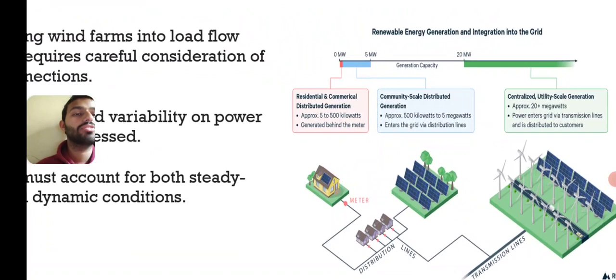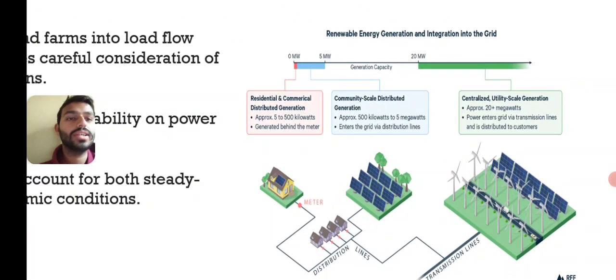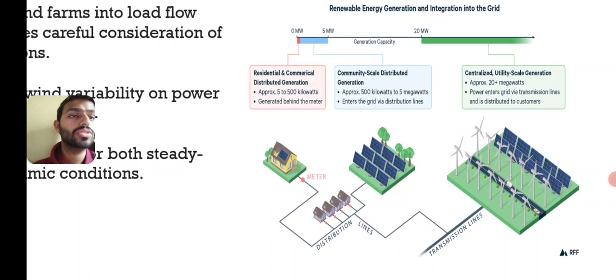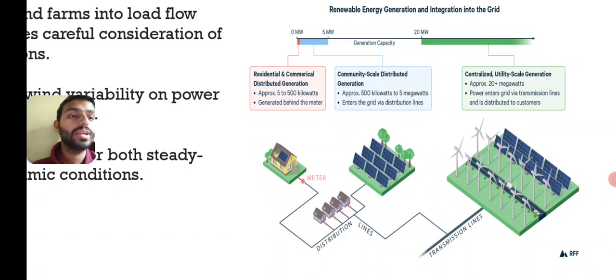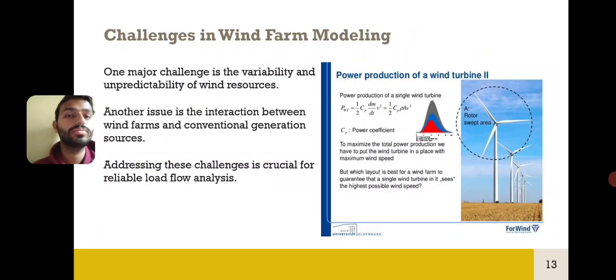In the picture, we can see residential and commercial distributed generation, which has approximately 5 to 500 kilowatts and is generated behind the meter. Community scale distributed generation, approximately 500 kilowatts to 5 megawatts, enters the grid via distribution lines. Centralized utility scale generation, approximately 20 plus megawatts, powers the entire grid through transmission lines and is distributed to the customers.